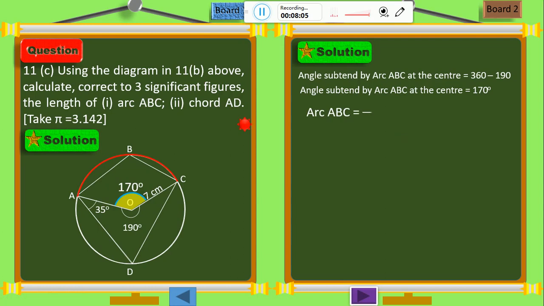Arc ABC then will be equal to 170 degrees over 360 degrees times 2 pi r. We now evaluate. And arc ABC will be equal to 22.772, which gives 22.8 to 3 significant figures.